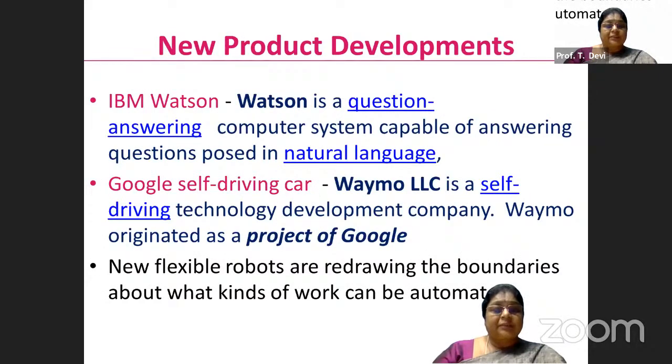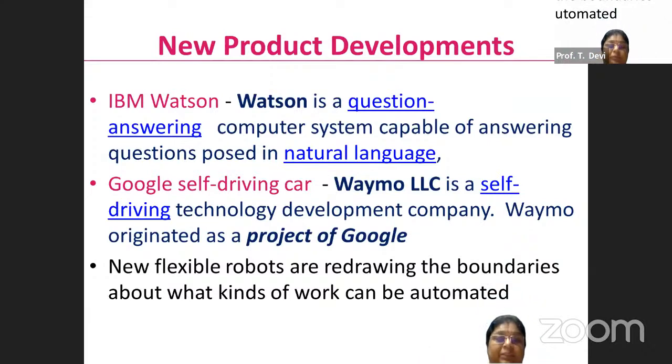IBM Watson is an example of an artificial intelligence system. It answers various questions based on natural language processing. Google self-driving car, Waymo LLC, is a self-driving technology. Waymo is the original project of Google. Self-driving cars are already available, but the road conditions should be ready to accept those things.